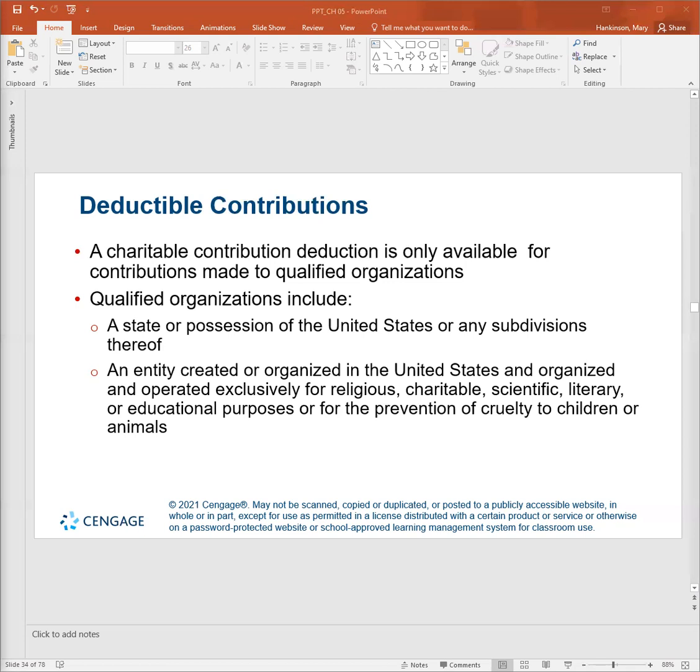However, an exception allows an accrual-based corporation to claim the deduction in the year preceding the payment if two requirements are met. First, the contribution must be authorized by the board of directors by the end of that taxable year. And second, it must be paid on or before the due date of the corporation's tax return.